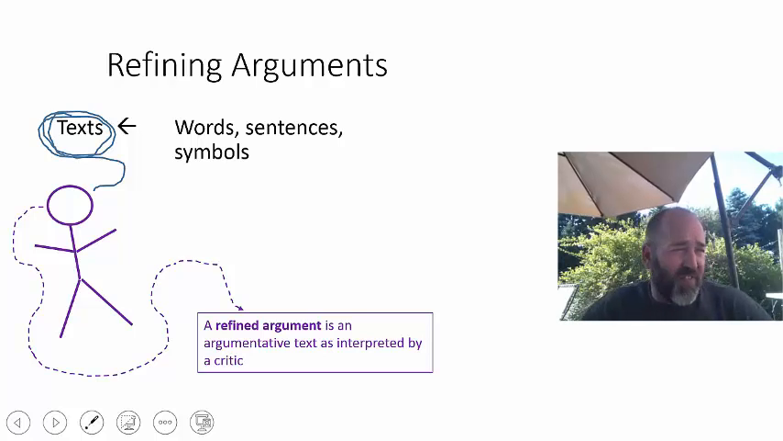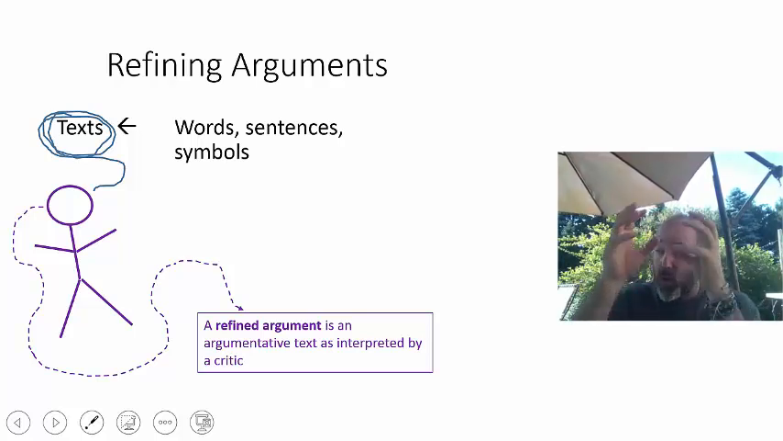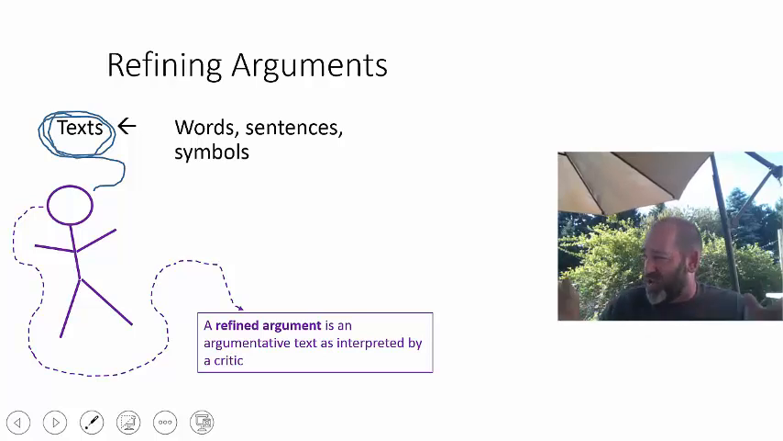Right? And a refined text has been interpreted, refined by a critic, so that all of the stuff that we're not interested in, right? Like refining oil is about getting rid of all of the garbage stuff that we don't want, so we can just get the gasoline or the diesel that we use in our cars and trucks, right? That's how we refine gasoline.